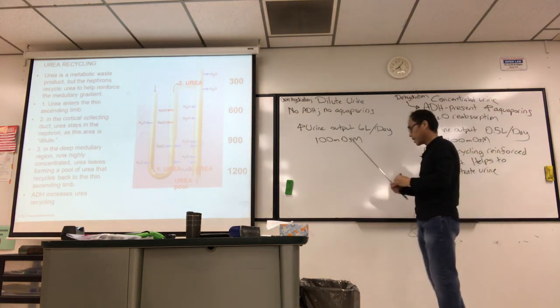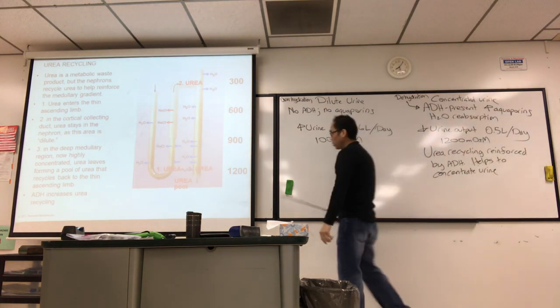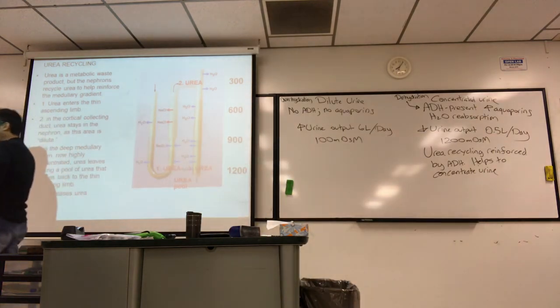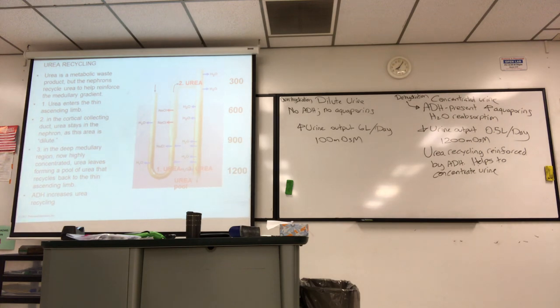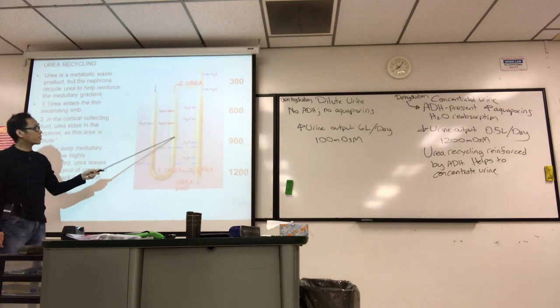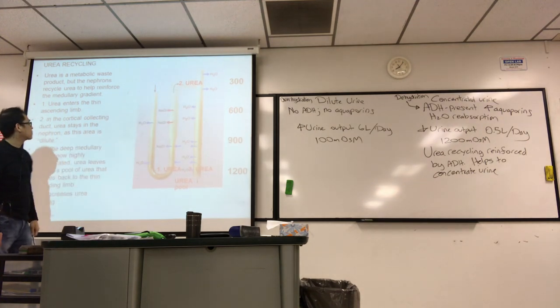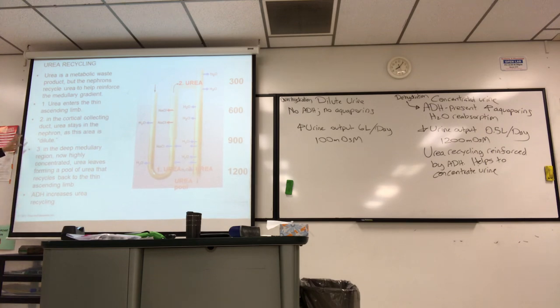So the slide shows you the steps of this recycling. Urea is a waste product. A lot of it is in your urine, but some of it remains in the deep part of the medullary interstitium. Okay. So the steps are, as it is in the filtrate, it enters the ascending limb. Imagine you're a molecule of urea. You're traveling up here. Now you get to around here in the cortex, and it stays in the nephron because it's dilute.